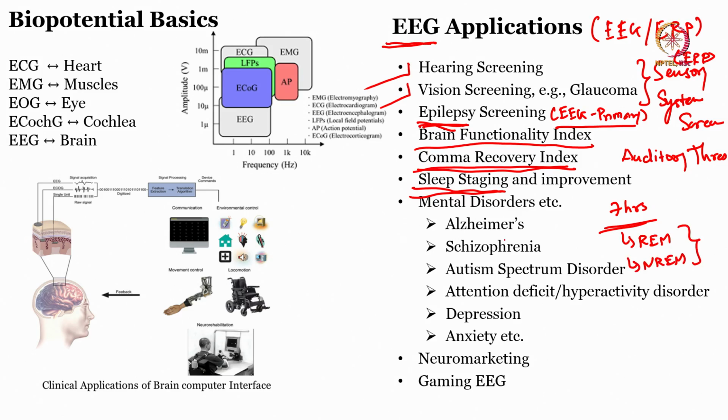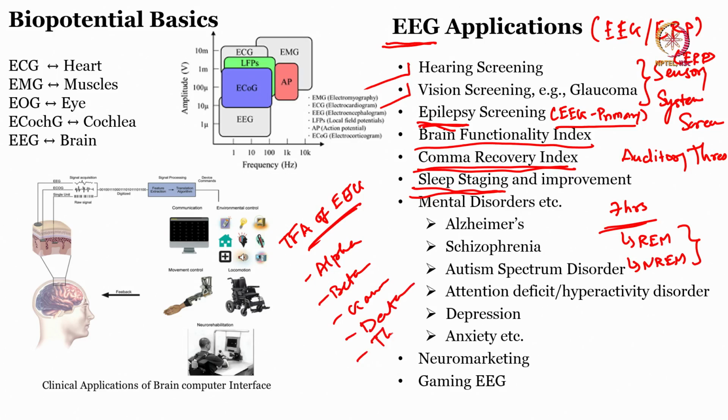How will you identify? By doing time frequency analysis of EEG. There are known bands: alpha, beta, gamma, delta, theta. Each and every band has its own frequency, and there is a known progression of these frequency bands as you go into sleep and come out of sleep. The activation and transition of these bands will tell us how qualitative a sleep you had. So this is also another application of EEG, ERP.